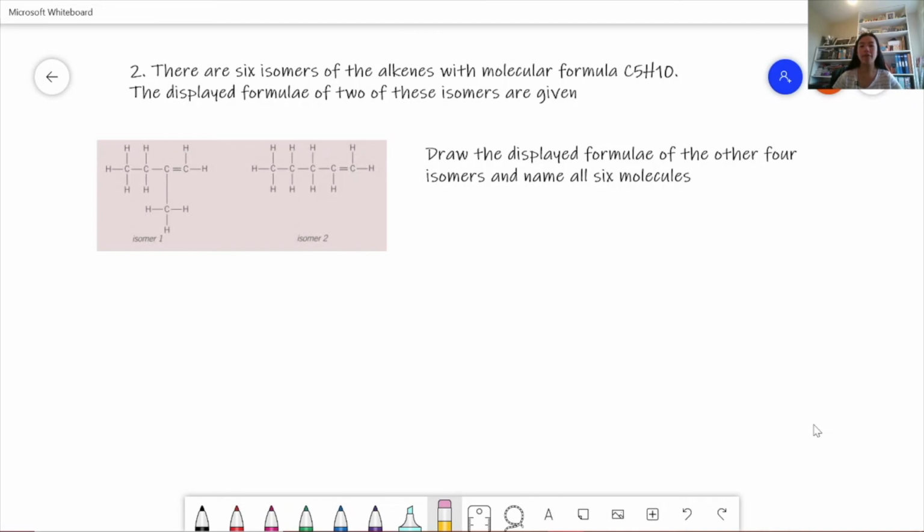So first, let's just start off by naming these 2. First we identify the longest carbon chain. The longest carbon chain for this would be 4. So we can label them, so we can't have the numbers at the top. And so it must be some kind of but-1-ene because we have 4 carbons in the longest chain. And because the methyl is on the 2nd carbon, we call this 2-methylbut-1-ene.